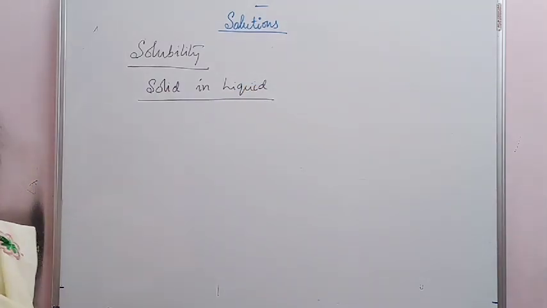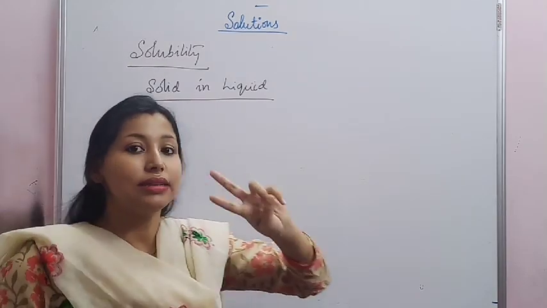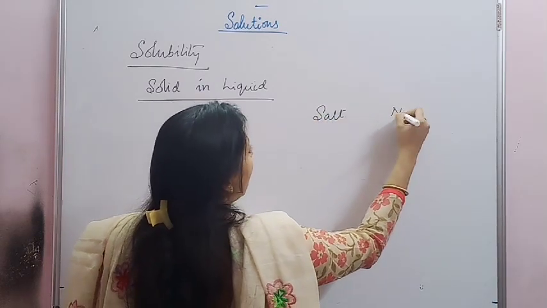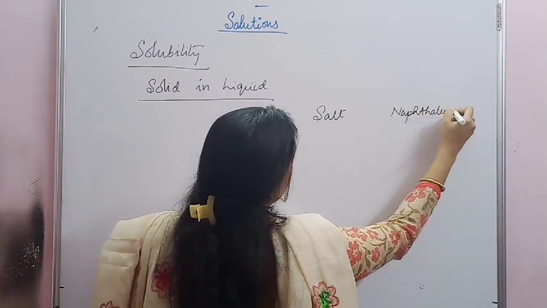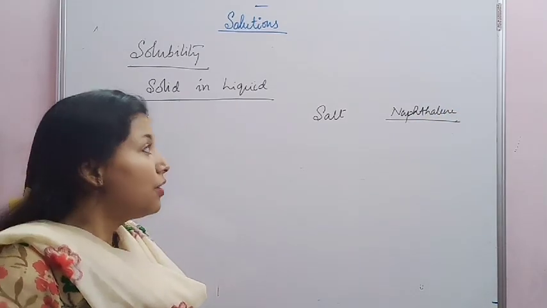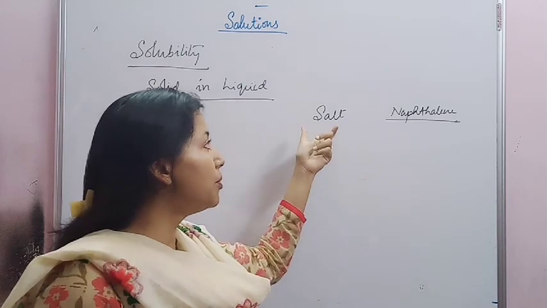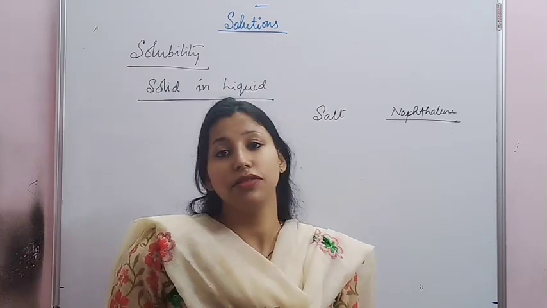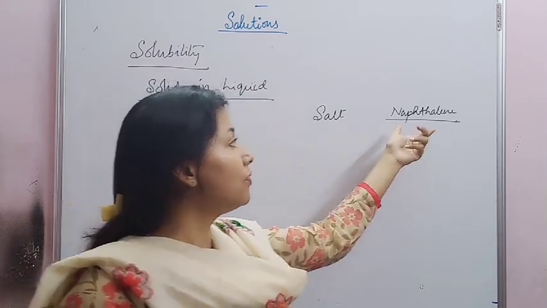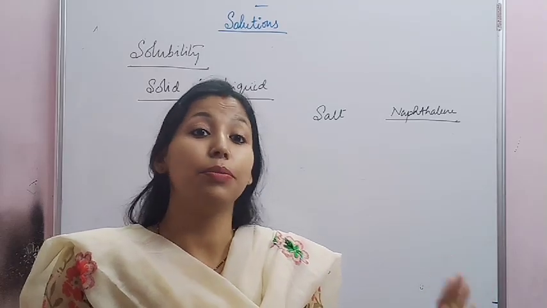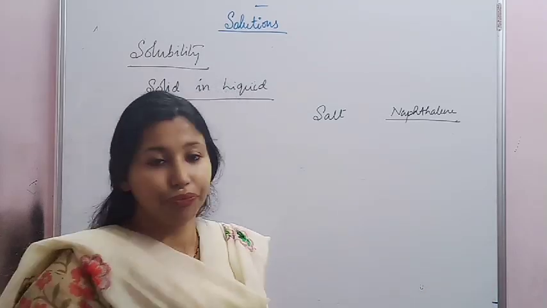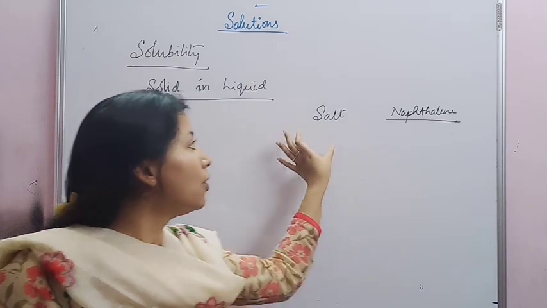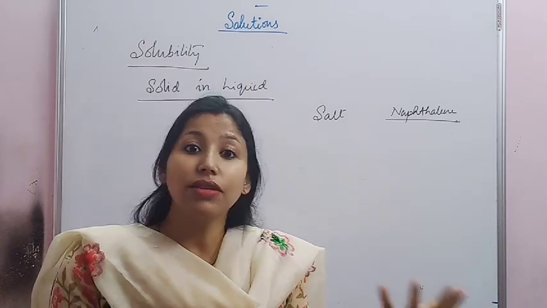Now, when we discuss solubility of solid in liquid, I'll take examples of two compounds. One is common salt and the other is naphthalene. You all prepare this solution almost every day, and you observe that salt is very easily soluble in water. But if you try dissolving naphthalene in water, it is almost practically impossible. Why is this so? This is because water is a polar solvent and salt is an ionic compound. That means that is also polar.